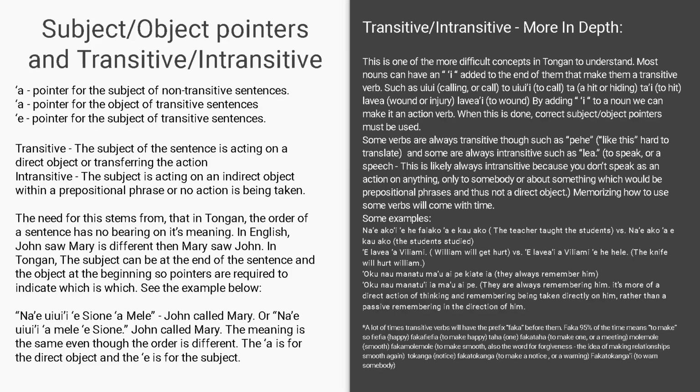Mole mole is smooth. Whakamole mole is to make smooth. This has been translated to the word for forgiveness, which is the idea of making our relationships either with others or with God smooth again. Tokanga, notice. Whakatokanga is to make a notice or to bring something up as like a warning, but it's more of the noun of the warning. And then whakatokangai is actually to go and warn somebody or about something.